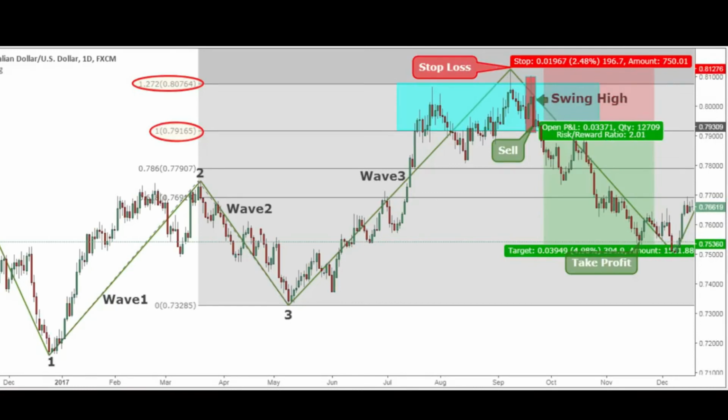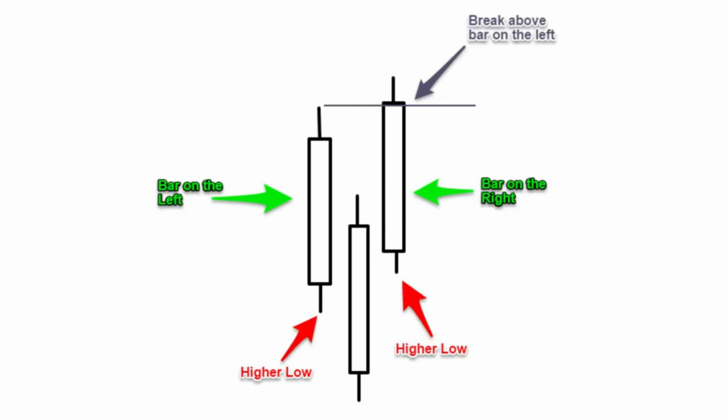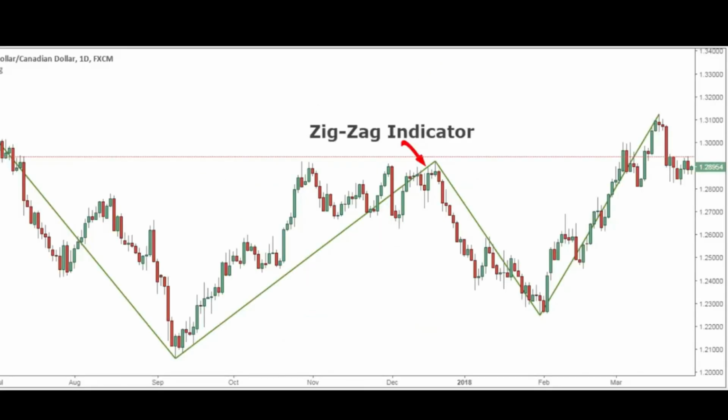Use the same rules for a sell trade, but in reverse. In the figure, you can see an actual sell trade example. Conclusion. We hope you enjoyed this step-by-step guide on how to use the zigzag indicator to time your entry and identify the market swing points.